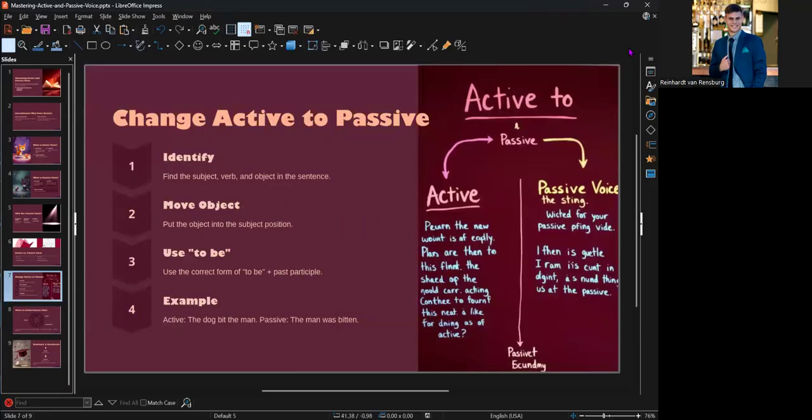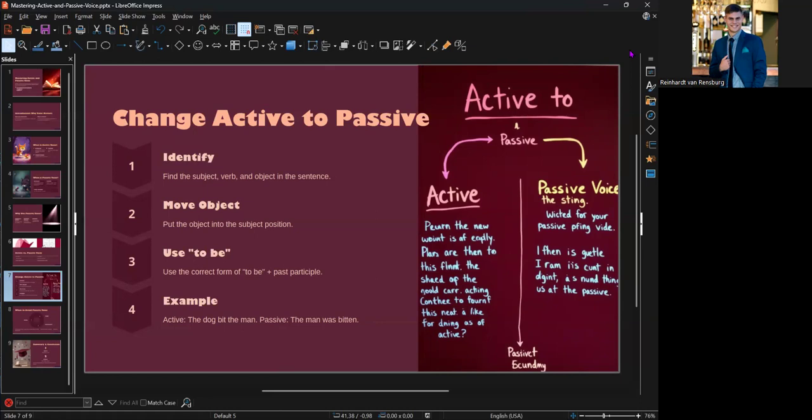Okay, so we are going to move on to number 7 here. That would be changing active to passive. Now, this is very important. How do we change the active to the passive? Number 1 would be to identify the subject, verb, and object. An example would be if I give you: Tom cleaned the classroom. The subject would be Tom, the verb would be cleaned, and the object would be the classroom.